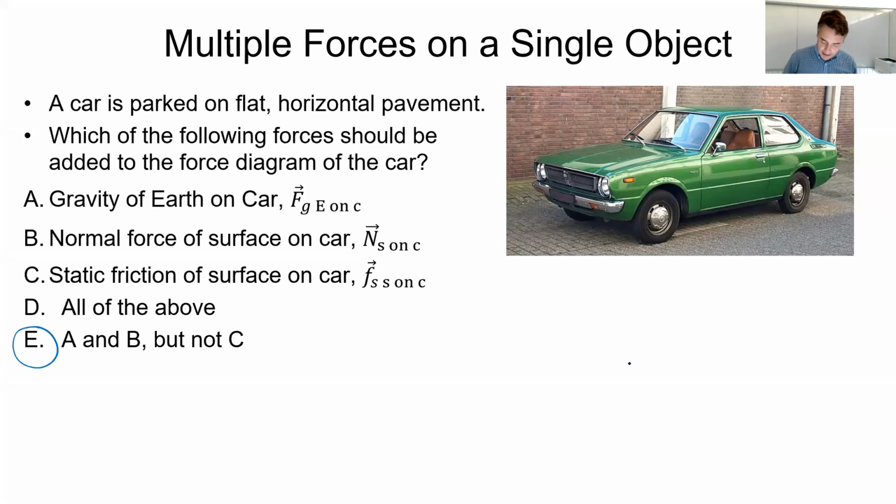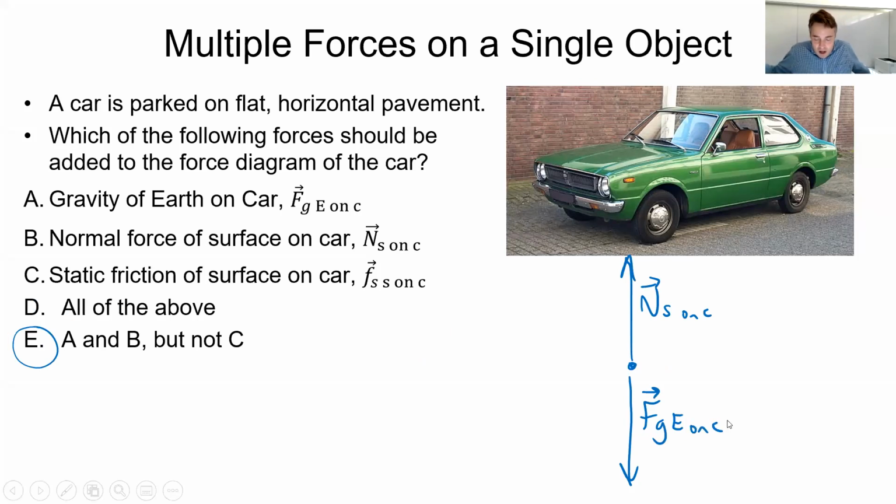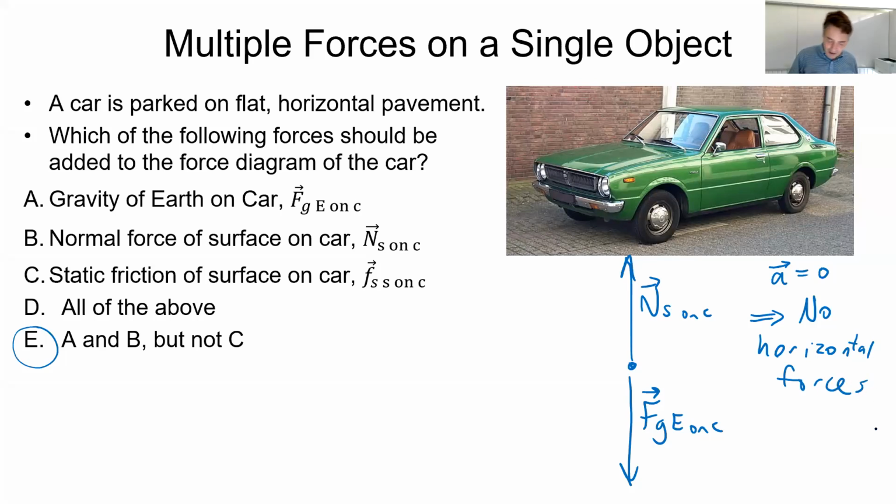The reason for that is that once you draw the normal force of the surface on the car, and you draw the force of gravity of the Earth on the car, so they're both on the car, you could draw a static friction force, but which way would you draw it? You need to have acceleration equal to 0 since it's just sitting there. That implies that there are no horizontal forces. Another way of putting this is that all of the horizontal forces are 0. F_s is 0, you could say. So there is static friction, but it's 0.